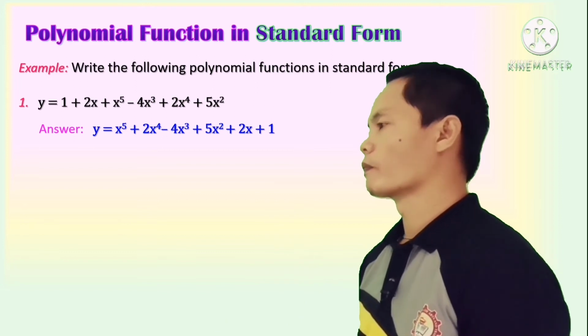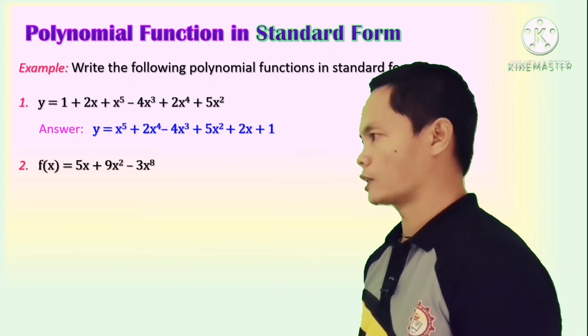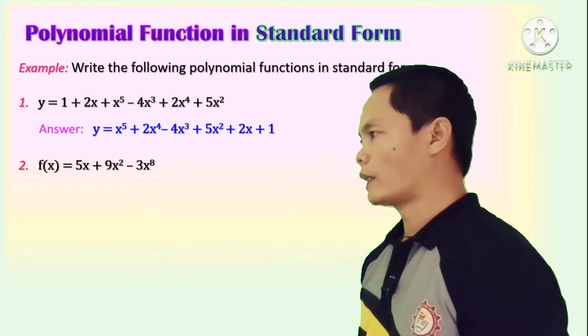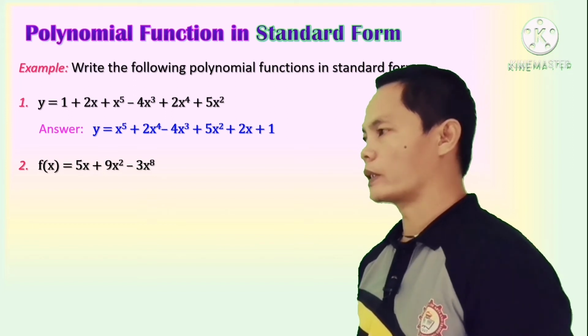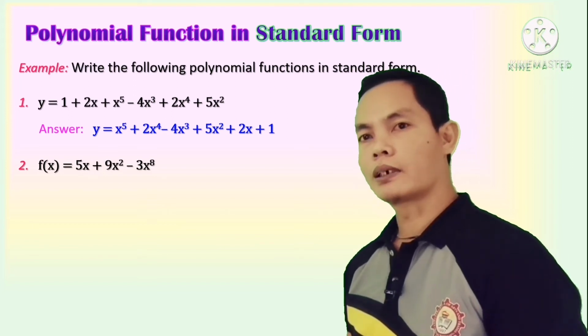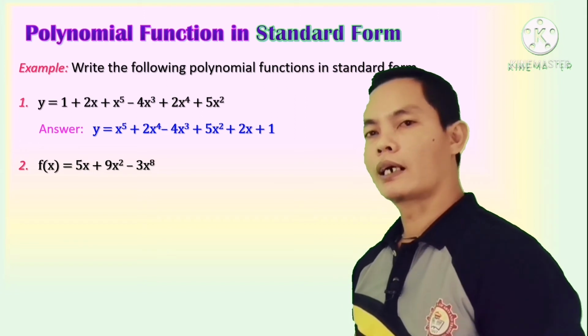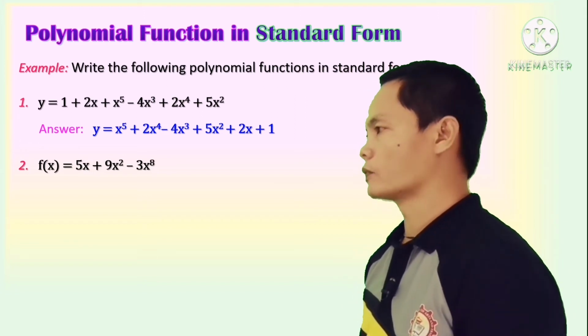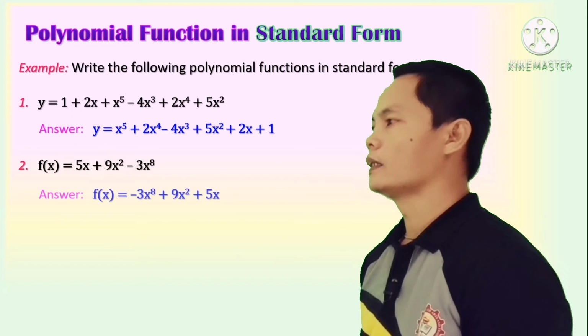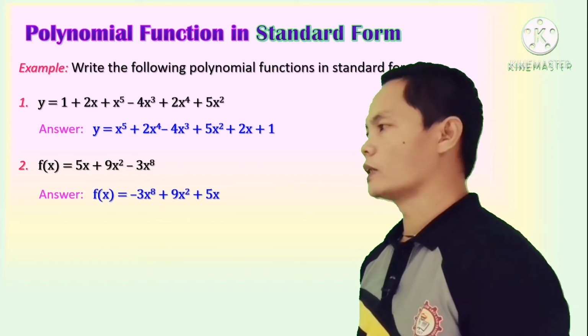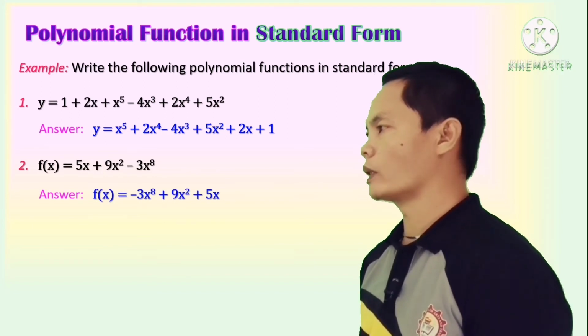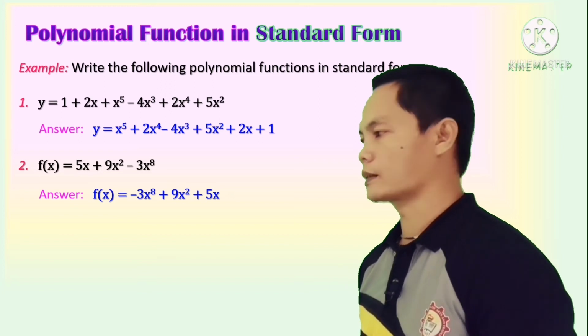Number 2, f of x equals 5x plus 9x squared minus 3x to the 8th power. So, just the same, i-rearrange lang natin from highest to lowest. Final answer for that is f of x equals negative 3x to the 8th power plus 9x squared plus 5x.